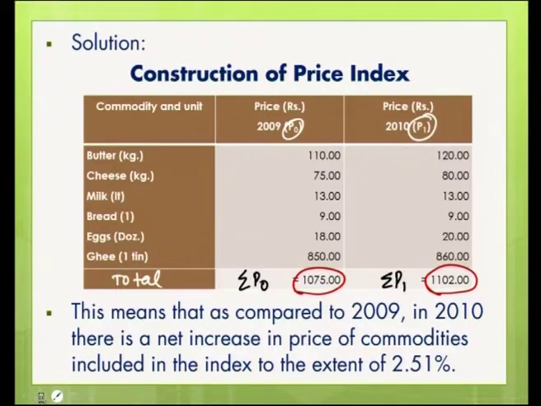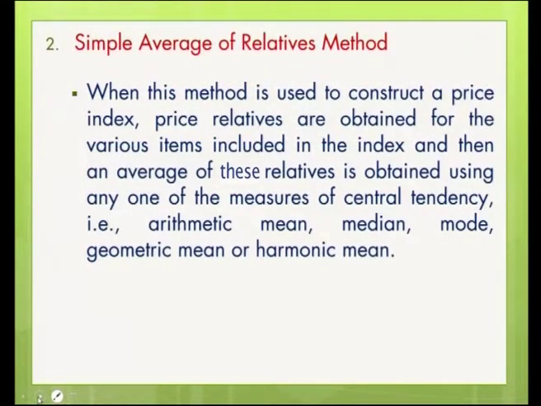Likewise, we only have to interpret the given data. Next, the simple average of relatives method. First of all, you have to calculate relatives, then take the average, then we will get the index number. When this method is used to construct a price index, when we are talking about prices, the index number thus obtained will be called price index numbers.